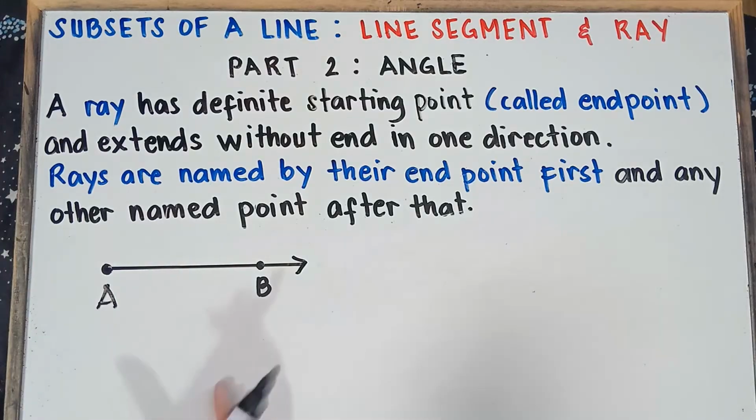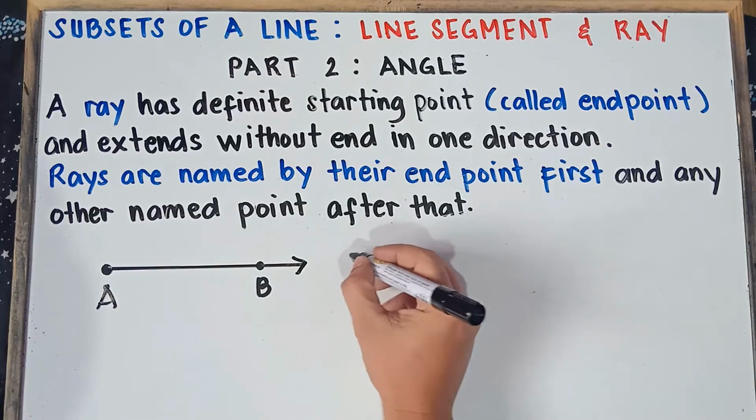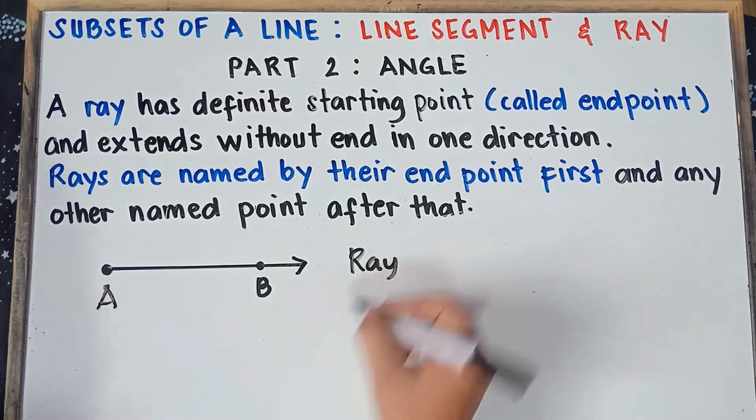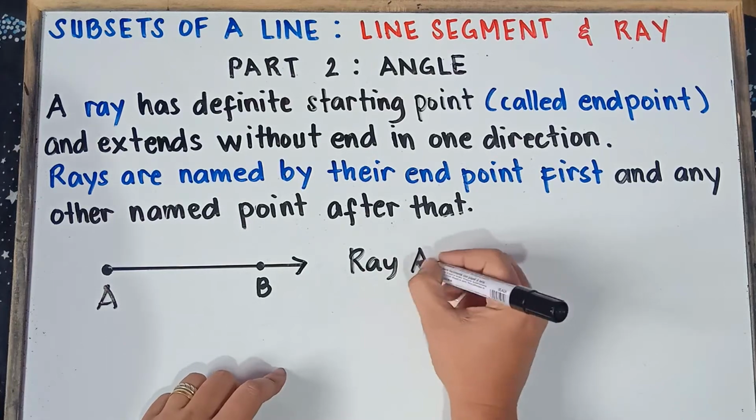Now, can we call this one a ray? Yup, we can call this one a ray. Now, question, sir, how will you name this ray? We will be naming this ray, class, by its endpoint first. Once again, the endpoint comes first. So, therefore, we name this ray, endpoint first, that would be ray AB.